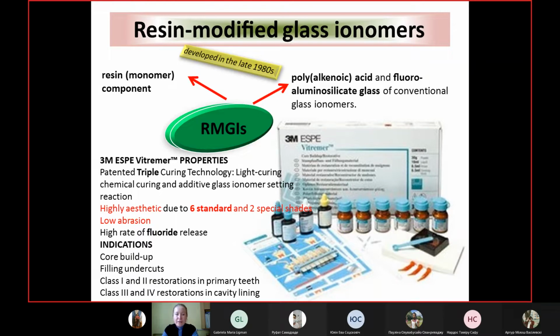Especially this material, Vitremer, you see here, I put this set box. It has bottles with 6 shades, so it's to some extent aesthetic, 6 standard and 2 special shades. That's why it is considered to be aesthetic. It has low abrasion, high rate of fluoride release. Indications: core build-up, filling undercuts, class 1 and 2 restorations in primary teeth, class 3 and 4 restorations, cavity lining.